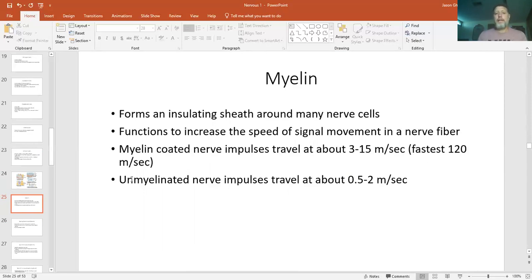Now, the unmyelinated ones, the ones that do not have a bunch of the Schwann cells or the oligodendrocytes, will only travel from about half a meter to about 2 meters per second. A half a meter per second is about a mile per hour, and 2 meters per second is like 4 miles per hour. So relatively speaking, it's not anywhere near as fast. But again, you're only about 2 meters long if you're a tall person. So it'll still happen pretty fast, okay?